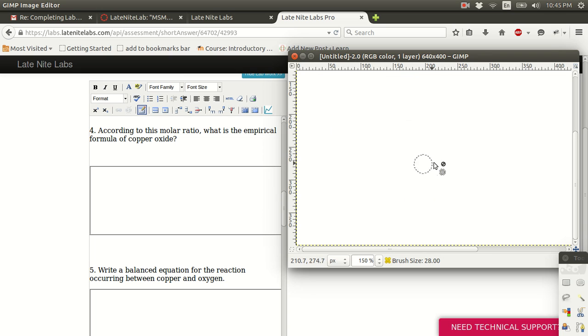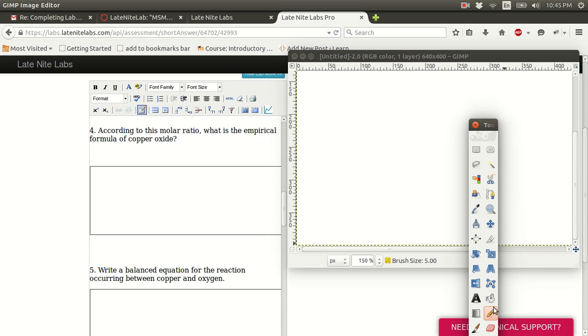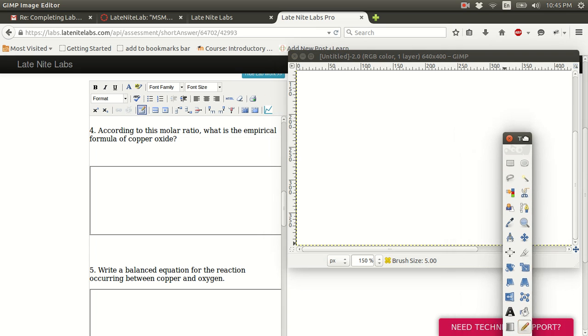Right, now, to calculate the empirical formula of something, let me just thin out this pencil. Okay, but this is not the pencil. So excuse me, I just need to get the pencil again. Here we are. Thank you.